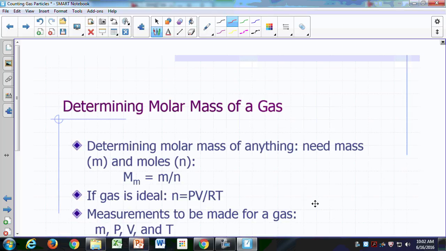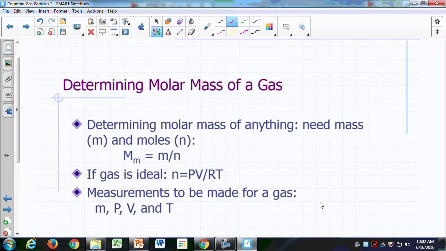Alright, so when you use the adjective molar in front of something, that means the value per mole. So if you want the molar mass of anything, then you just need the mass of 1 mole of that thing. You just need to know the mass divided by the number of moles. Okay, so molar mass would be mass divided by number of moles.